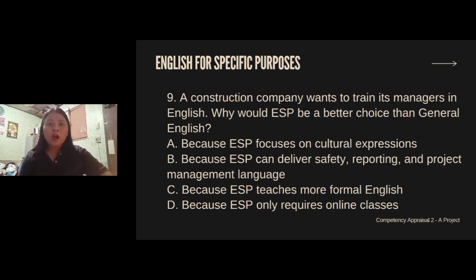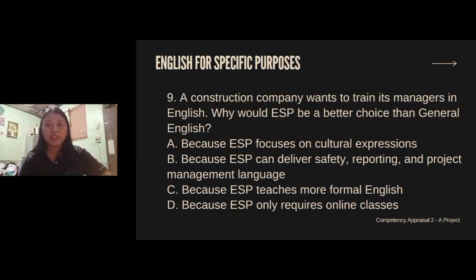Number 9, a construction company wants to train its managers in English. Why would ESP be a better choice than general English? A. Because ESP focuses on cultural expressions. B. Because ESP can deliver safety, reporting, and project management language. C. Because ESP teaches more formal English. And letter D. Because ESP only requires online classes.